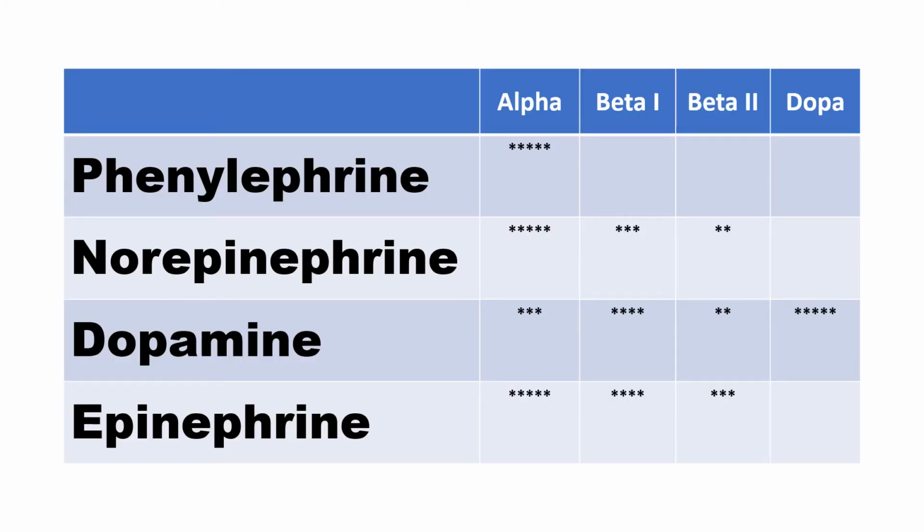This is a list of medications and their effect on target receptors. Phenylephrine primarily affects the alpha receptors. Norepinephrine primarily affects the alpha receptors, but also affects the beta 1 and some beta 2. Dopamine receptors that are affected are dopamine, beta 1, beta 2, and alpha. However, the effect on each of the receptors is dose dependent. Epinephrine primarily affects the alpha and beta 1 receptors, but also affects the beta 2 receptors.